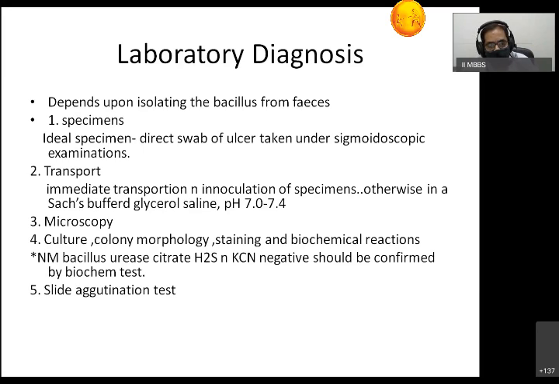As I told you, it can be grown on blood agar and MacConkey. You can use selective media also. On culture, note the colony morphology. Do the staining; you will see gram-negative bacilli. Do the biochemical tests and you will be able to identify the organism. Any non-motile bacillus that is urease, citrate, H2S and KCN negative should be confirmed by biochemical tests. But mere biochemical tests are not sufficient. Further, you have to do the slide agglutination test to diagnose the condition.